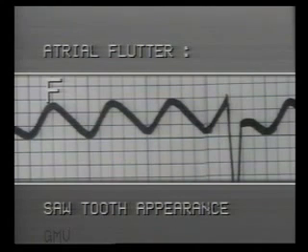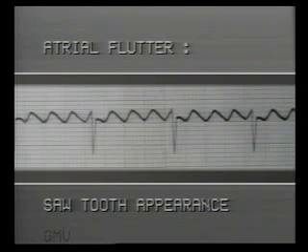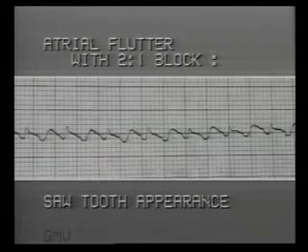Each flutter wave occupies one large square. So these are much wider and taller than the P waves, and there is no isoelectric baseline between them. Looking from a distance, it gives a classical sawtooth appearance. This is best seen in leads 2, 3, AVF, V1 and V2.